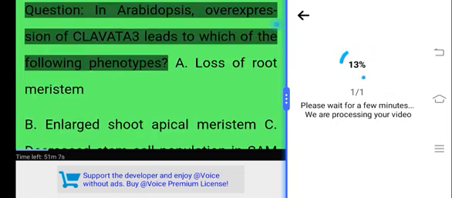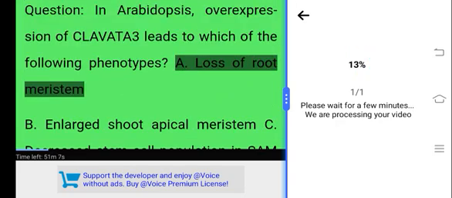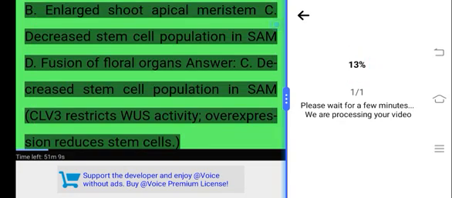CSIR NET June 2013. Question: In Arabidopsis, overexpression of Clavata3 leads to which of the following phenotypes? A. Loss of root meristem. B. Enlarged shoot apical meristem. C. Decreased stem cell population in SAM. D. Fusion of floral organs. Answer: C. Decreased stem cell population in SAM. CLV3 restricts WUS activity. Overexpression reduces stem cells.